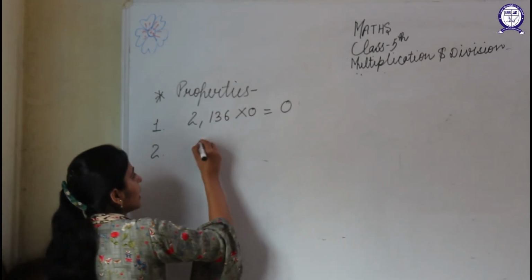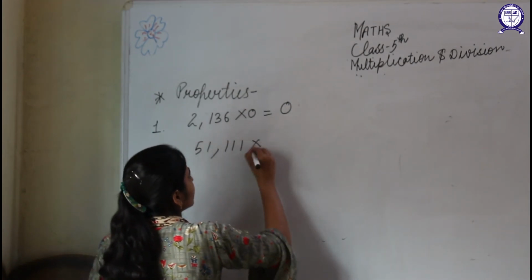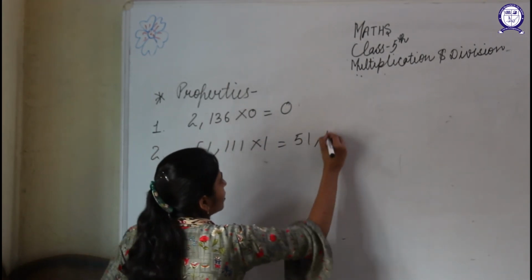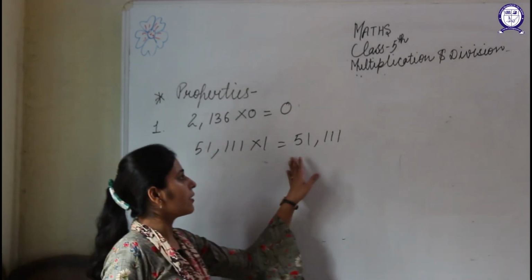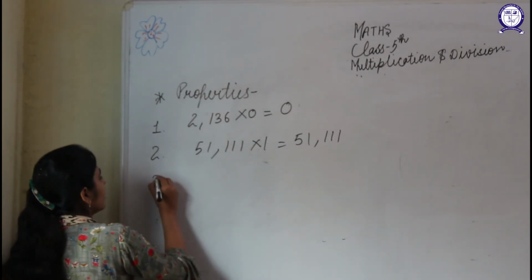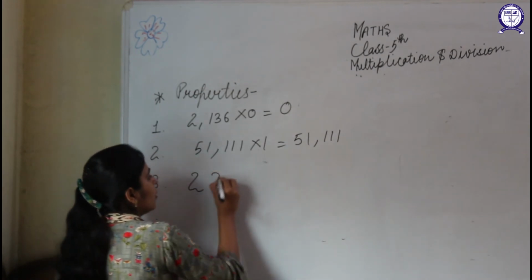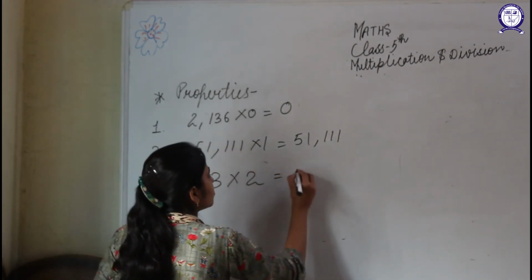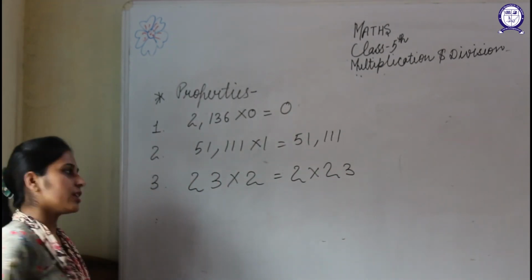When we are multiplying any number with 1, the answer will be the number itself. So here we are multiplying 51,111 by 1. So our answer will be 51,111. So students, when we are multiplying, we can follow any order. We can multiply 23 by 2 or 2 by 23. Our answer will be the same. So we can also change the order.